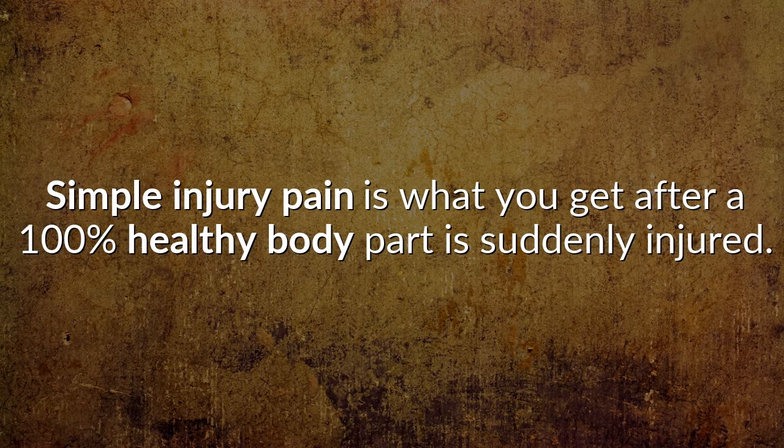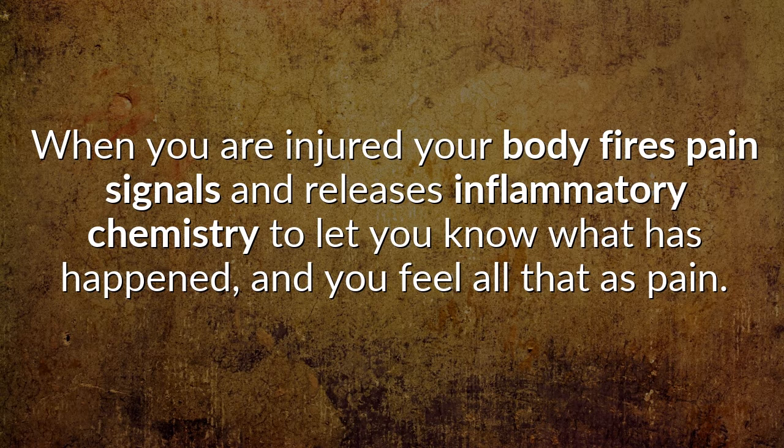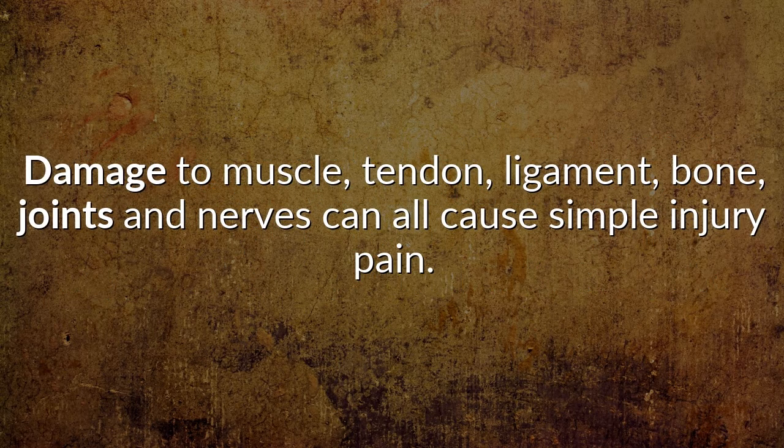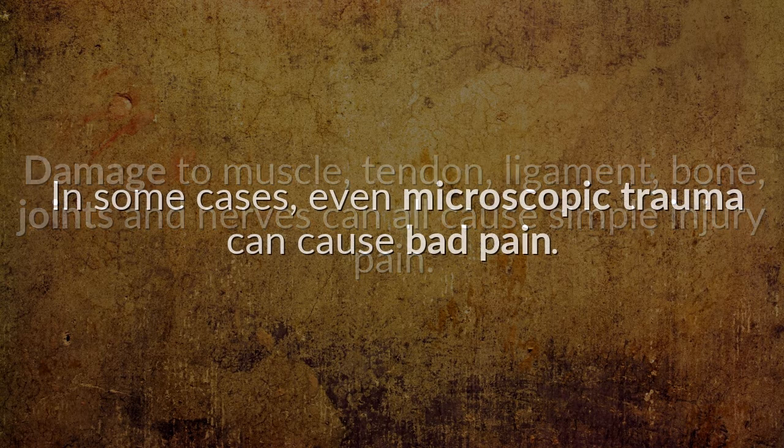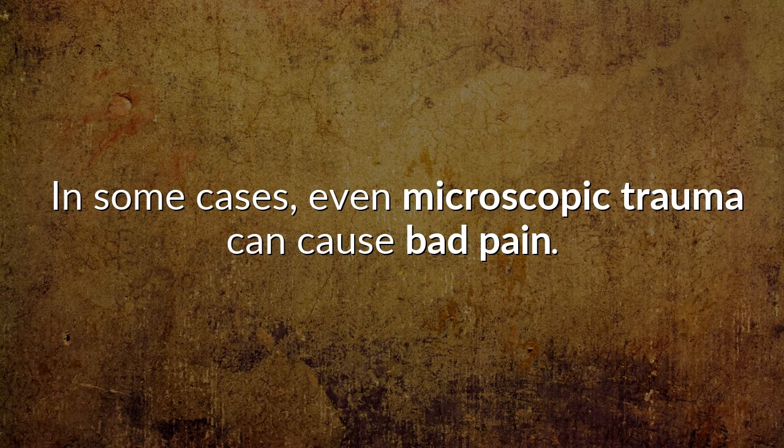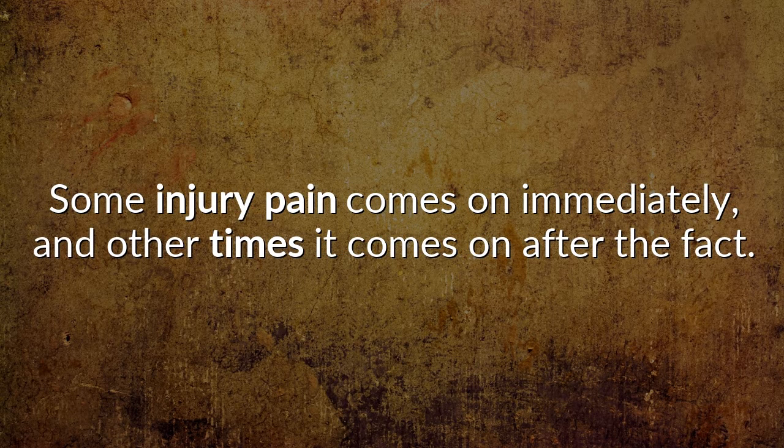Simple injury pain is what you get after a 100% healthy body part is suddenly injured. When you are injured, your body fires pain signals and releases inflammatory chemistry to let you know what has happened, and you feel all that as pain. Damage to muscle, tendon, ligament, bone, joints and nerves can all cause simple injury pain. In some cases, even microscopic trauma can cause bad pain. Some injury pain comes on immediately, and other times it comes on after the fact.